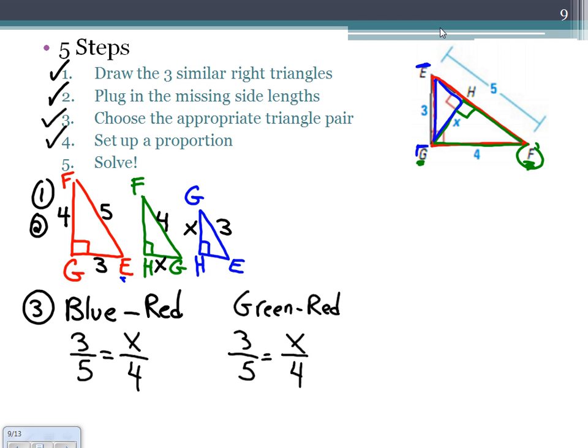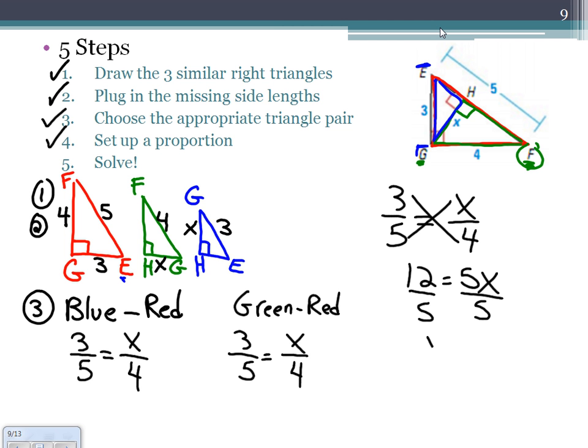So we set up our proportion. How do you solve? Cross multiply. So you got 3 over 5 equals x over 4. What do you do? Cross multiply. 12 equals 5x. What do you need to do? Divide by 5. So x equals 12 over 5 or 2.4. Either one of those is fine.